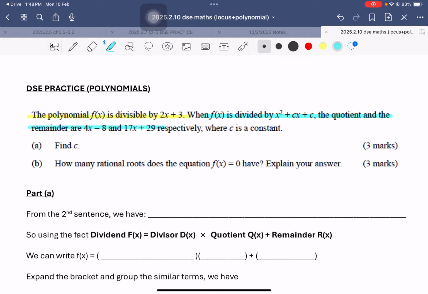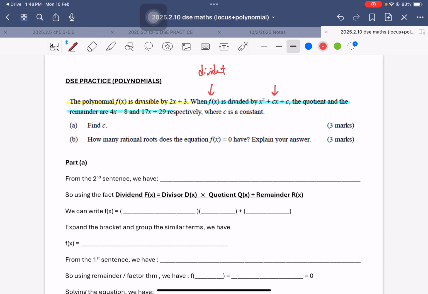So what are we going to do? From the second sentence, f(x) is divided by the whole thing here. So what's the name of f(x)? It's the dividend. What is the x squared plus cx plus c? That's the divisor. Then the 4x minus 8 is the quotient, and the last one, 17x plus 29, is the remainder.